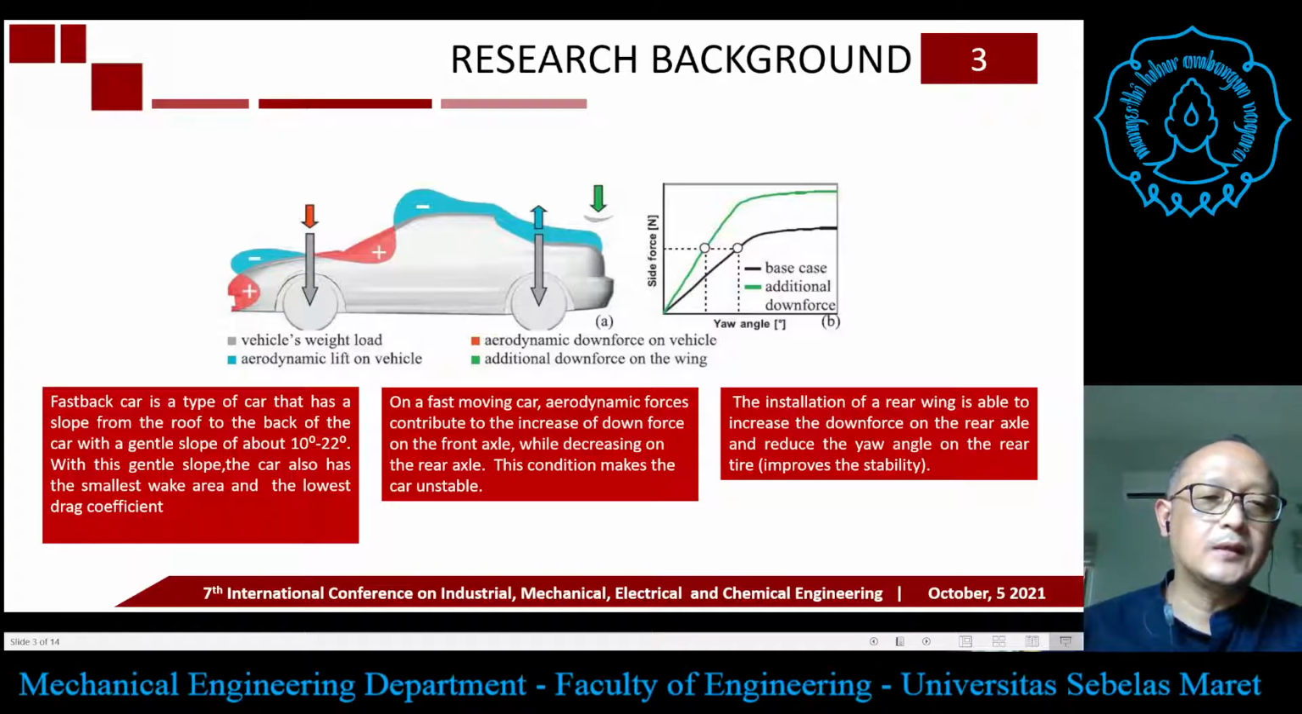Fastback car is a type of car that has a slope from the roof to the back of the car with a gentle angle of about 10 degrees to 22 degrees. With this slope, the car will have the smallest wake area and also the lowest drag coefficient in this class.